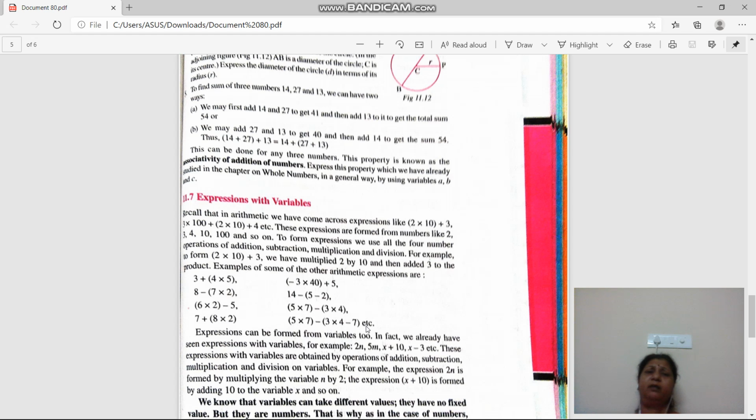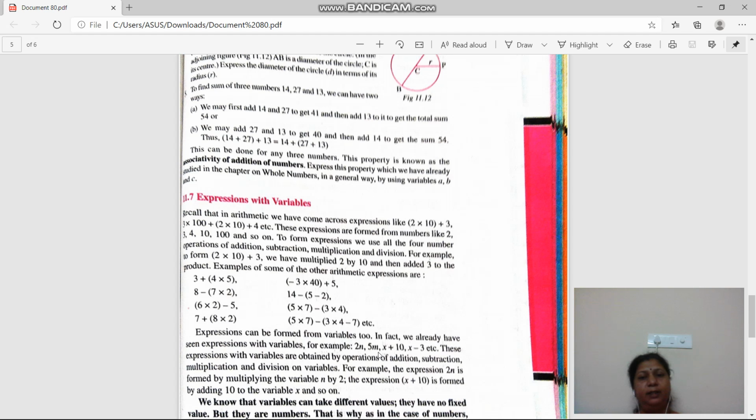You can also prepare any type of expression. Expressions can be formed by variables too, right? a plus b is equal to 7. Otherwise we can say c multiplied by d. Then we can say f multiplied by 4, right? So expression, for example, 2n means 2 multiplied by n.